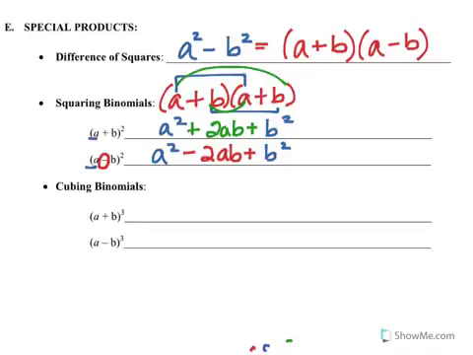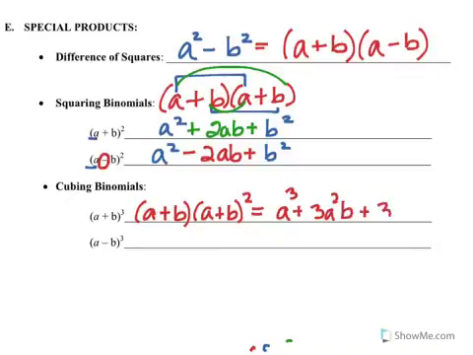Lastly, for cubing binomials, the easiest way to cube a binomial is to use Pascal's triangle, which we'll talk more about later this year. If you aren't sure what to do, start by writing a plus b times a plus b squared. Then you can always FOIL this out. But a shortcut way of looking at it is a cubed plus 3a squared b plus 3ab squared plus b cubed.